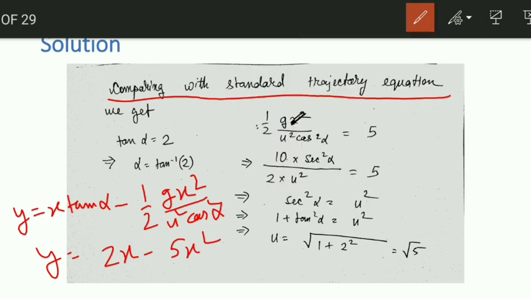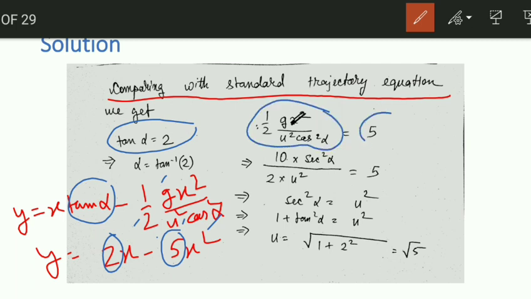Now see here. Here is tan alpha, here it is 2. So tan alpha is equal to 2. So alpha is tan inverse of 2. In the options, it will be tan inverse of 2 only. You don't need to find out the angle. Now, we will find out the coefficient of x square, that is minus 5. And here it is minus half g by u square cos square alpha. So half g by u square cos square alpha is equal to 5.